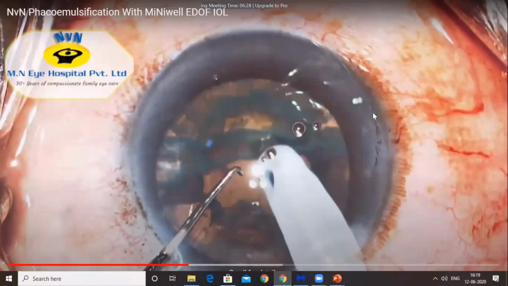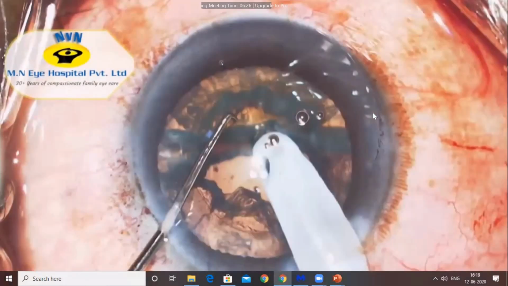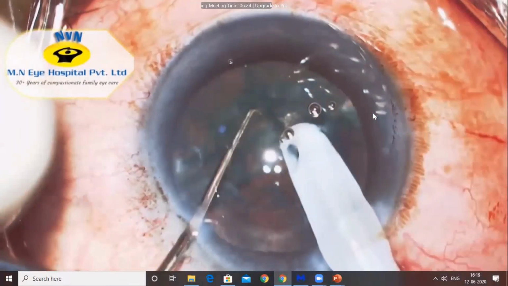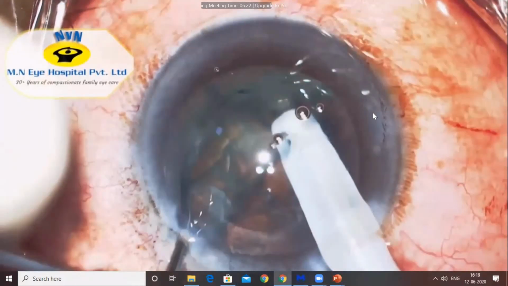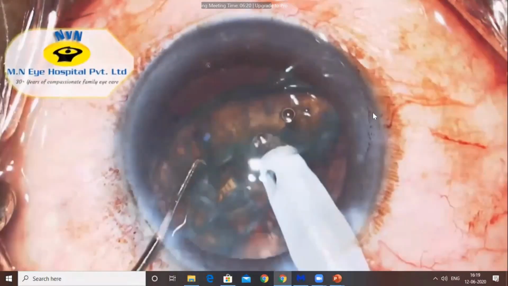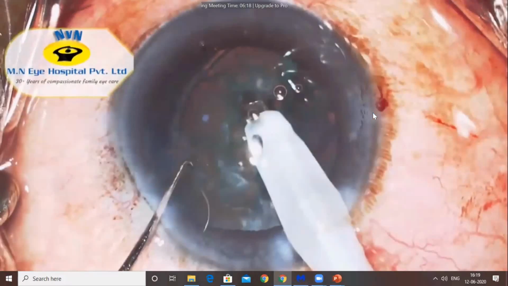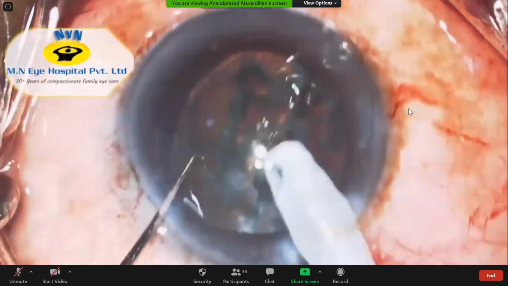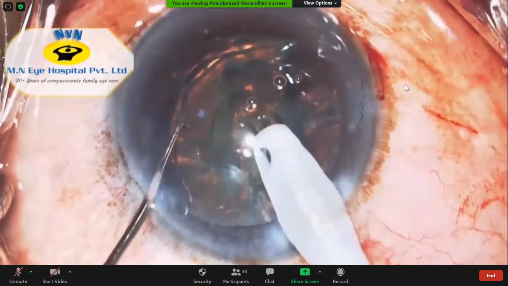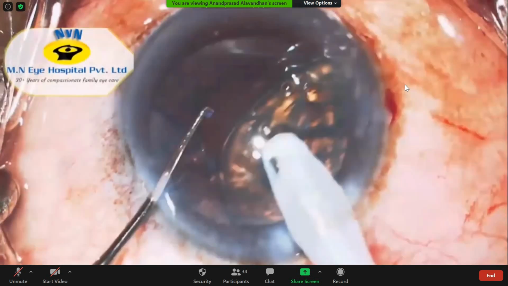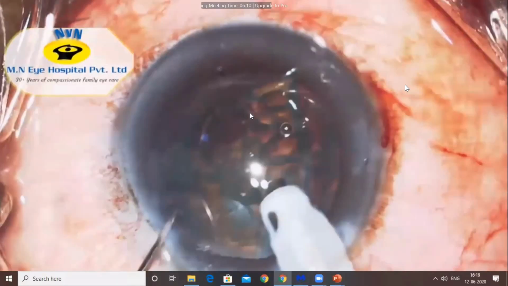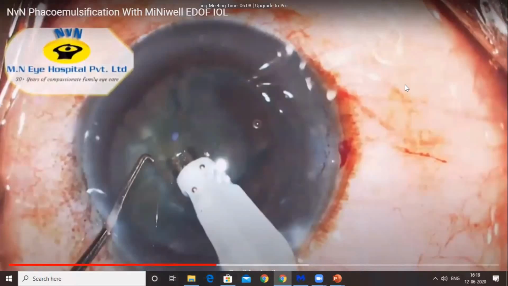After rotating the nucleus 180 degrees, while initiating the back, there is a difficulty encountered while holding it, as it is a soft cataract. This is one of the commonest problems faced in soft nucleuses. So we can use a second instrument to guide the nucleus in the anterior chamber and then proceed with the phacoemulsification.